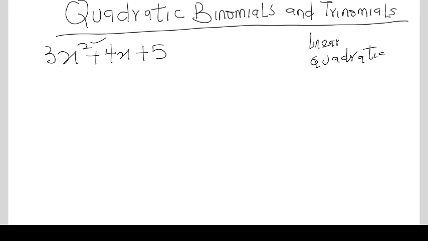What type of expression is this? This is a quadratic expression. Why is it a quadratic expression? Because the highest power of x, which is the variable here, is 2. And that's the reason it is a quadratic expression. Now, when we say binomial, what do we mean by the term binomial? What do we mean by the term binomial?